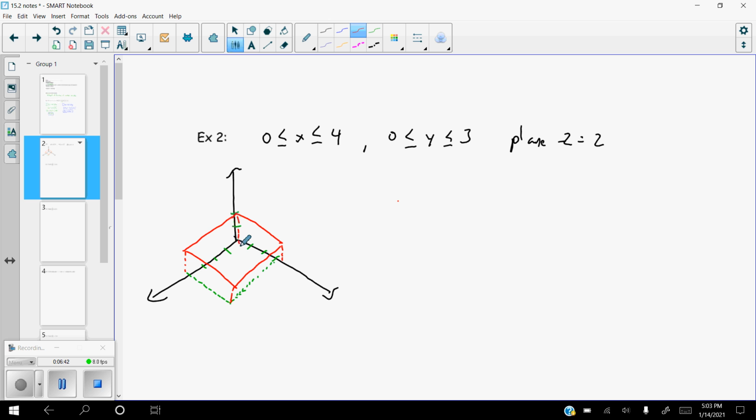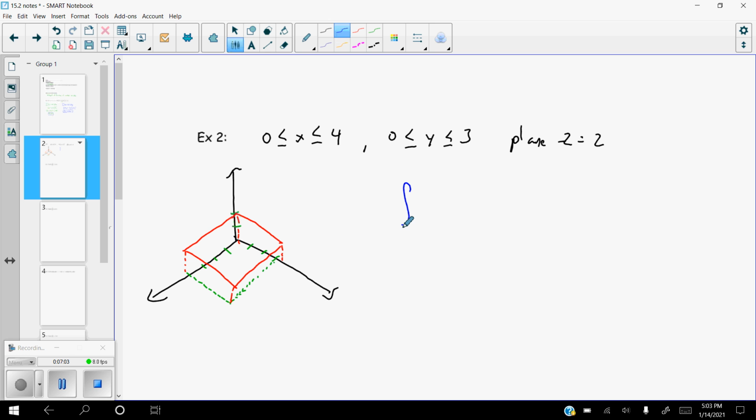Now, we could obviously do this without doing an integral, but I just want to show it to make sure it works. So you could certainly find the volume underneath of that plane. That would just be length times width times height. So we know what we're supposed to get. But if I want to do the double integral, well, let's see.